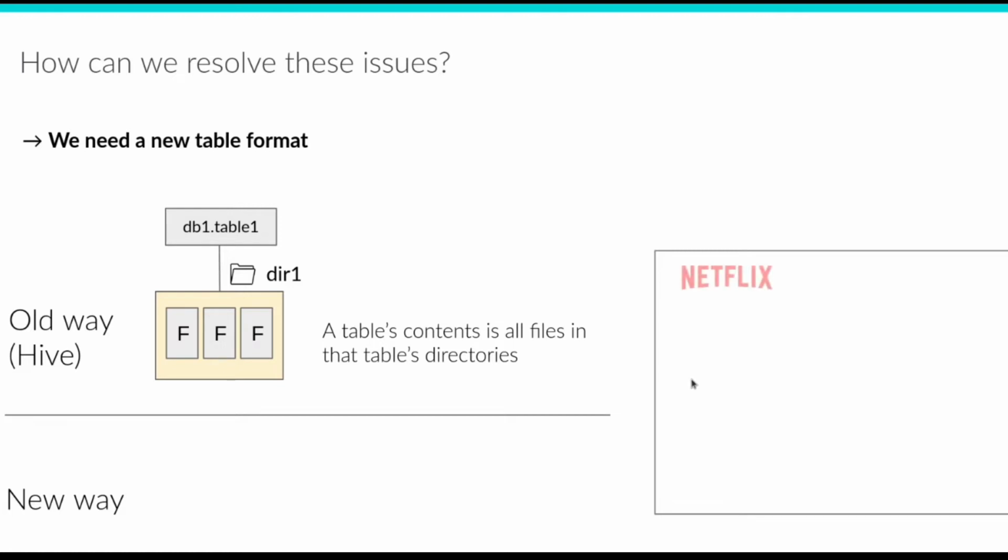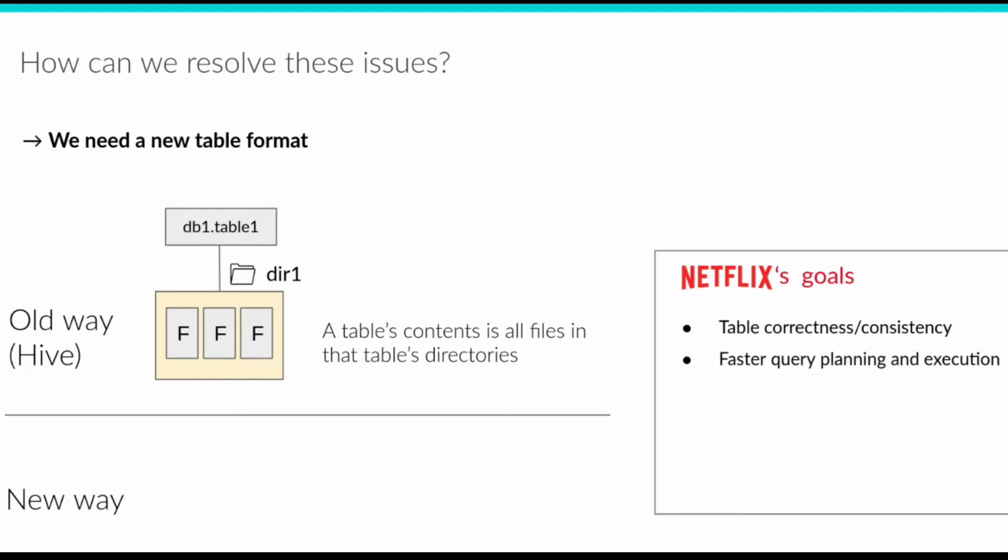So then over at Netflix, they started asking themselves, these issues are a problem, we want to work on that. So they had a set of goals. They wanted to make sure of the table's correctness and consistency: that the table is consistently defined no matter what tool they're using, and that it's correct whenever anyone's querying the data. We want faster query planning and execution, and generally the two go together, because a better plan leads to a faster query since you're scanning less data, and if you have efficient metadata, you can plan that query pretty quickly and effectively.